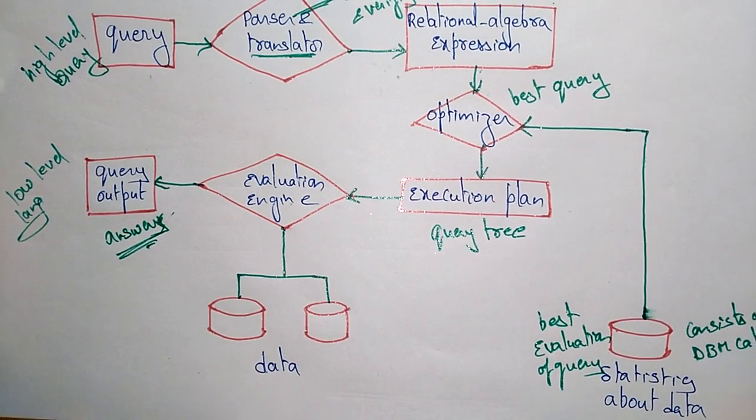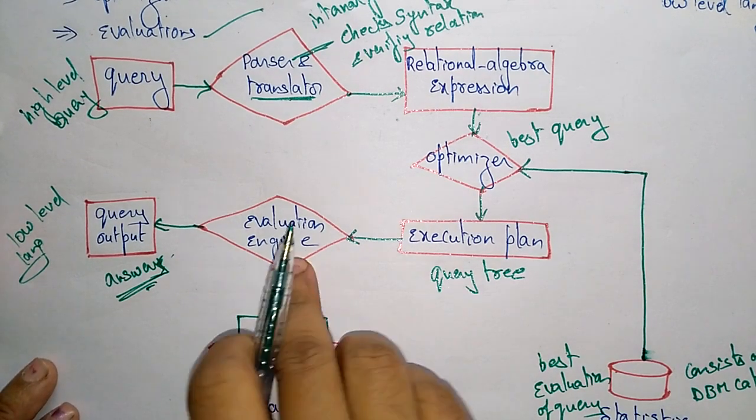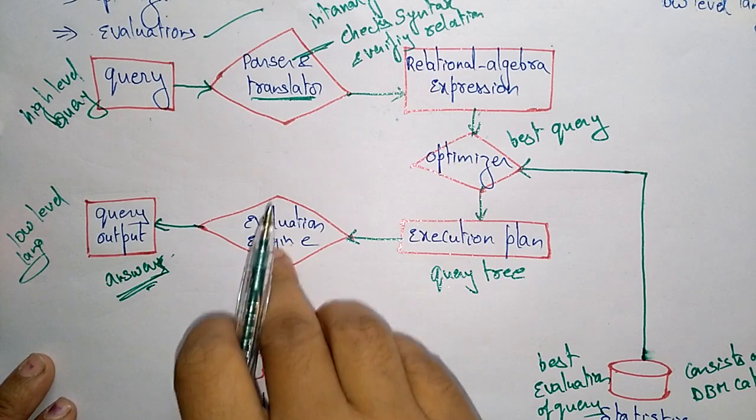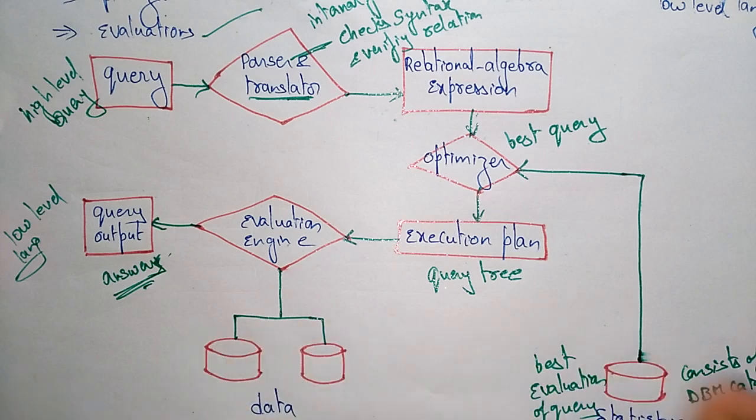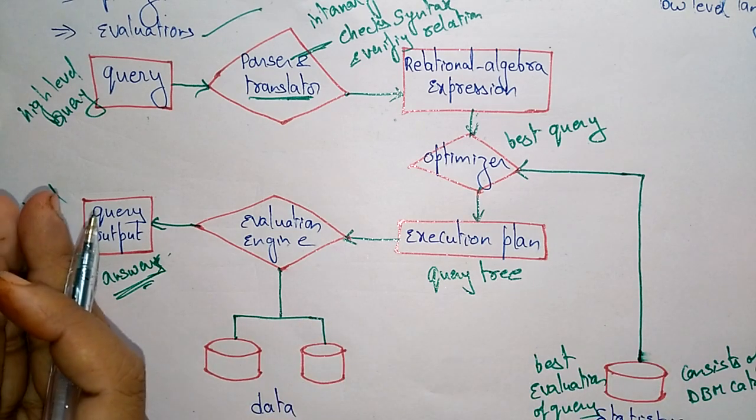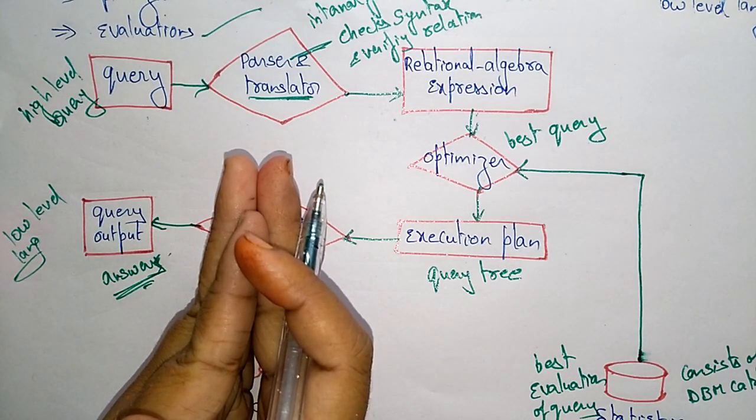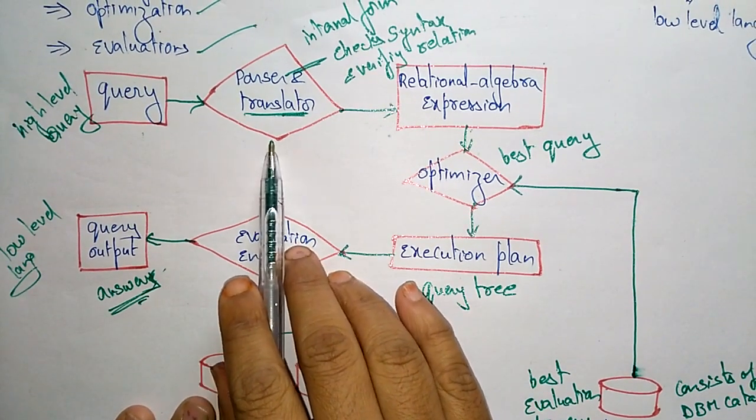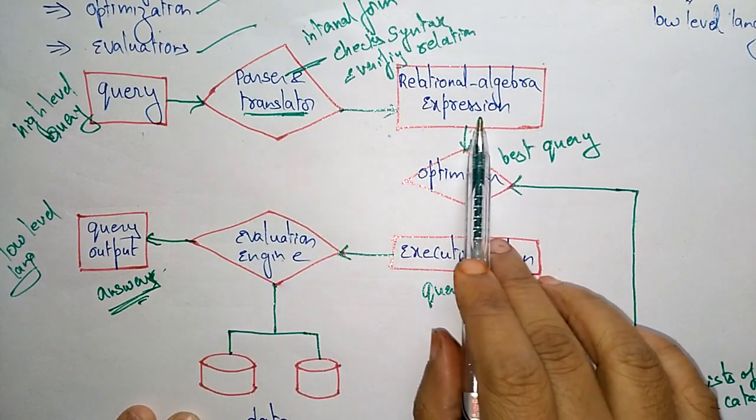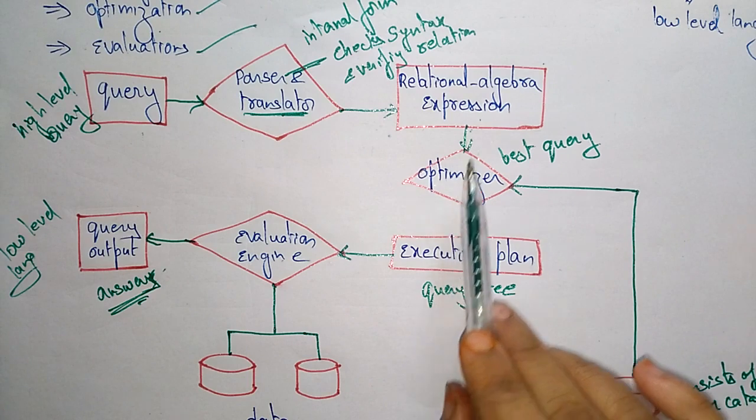This evaluation engine has buffers, where some extra data will be present. It stores data in them, the evaluation engine takes the best one, and whatever the next data is will be placed in the query output. So this is the query processing overview. First it takes the query. After that the parser and translator convert the query into internal form, check the syntax and verify the relation, and it is converted into a relational algebraic expression. That expression can be different expressions.